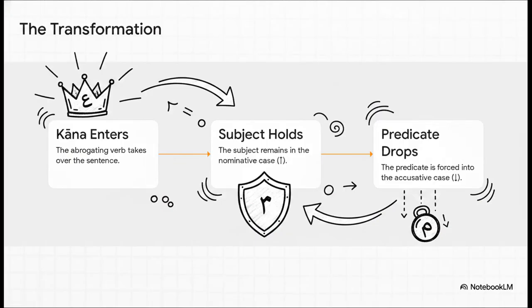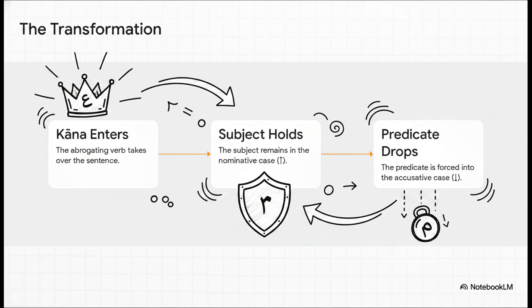Moving on to Section 2, enter kaana and sisters. Now, here's where it gets wild. What happens when we introduce a grammatical transformer into that perfectly balanced sentence we just built? Think of it like a mathematical formula where the abrogating verb completely hijacks the sentence. When kaana enters, she just takes over.